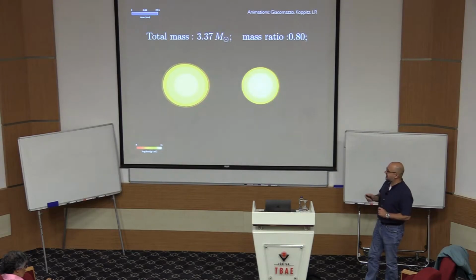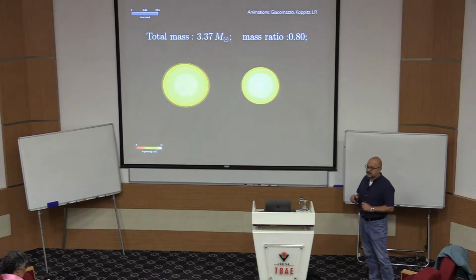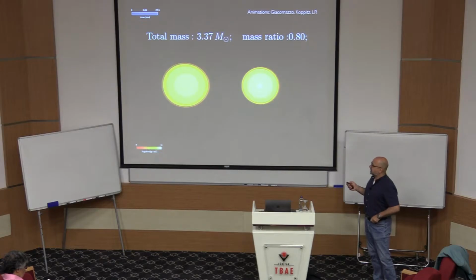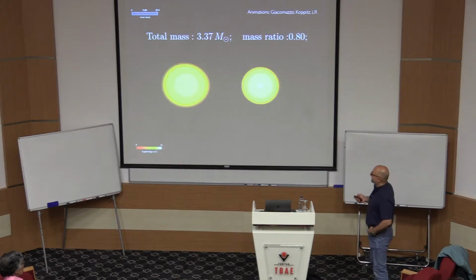What happens in this case is shown with this other simulation. So here you have a system which has a total mass of 3.37 and a mass ratio of 0.8. This means that one of them is 20% heavier than the other. Which one is the heavy star, the left or the right one? Well, equally. Should we flip a coin? It's clearly this one, okay?